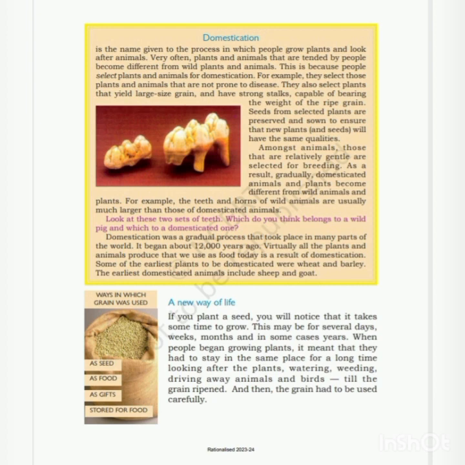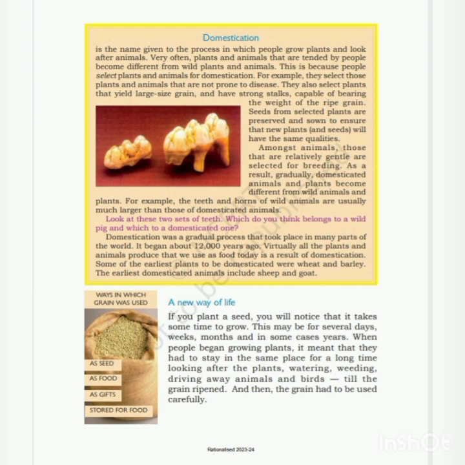Now, moving to the next topic, that is domestication. What does domestication mean? Domestication is the name given to the process in which people grow plants and look after animals. Very often, plants and animals that are tended by the people became different from wild animals and plants. This is because people select plants and animals for domestication purpose only. For example, they select those plants and animals that are not prone to disease.